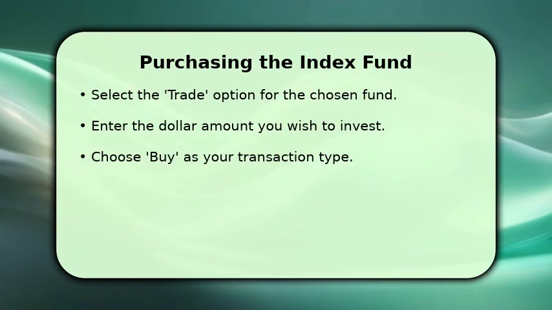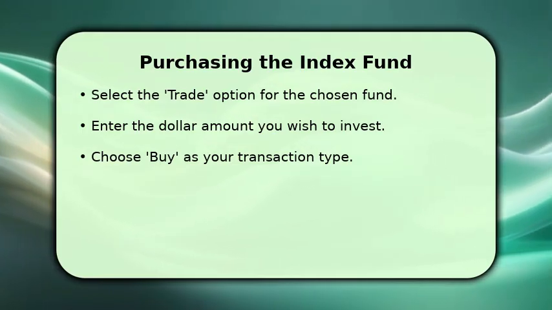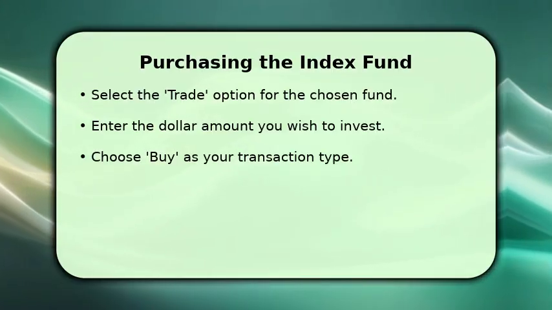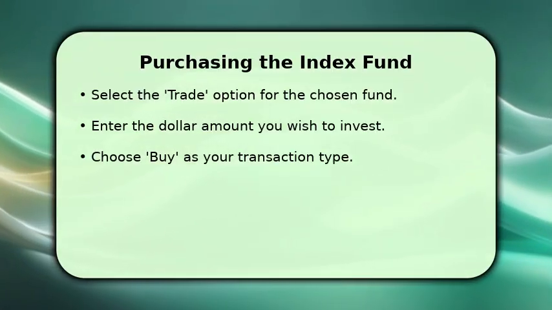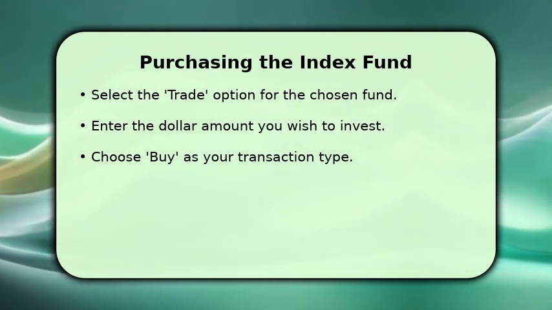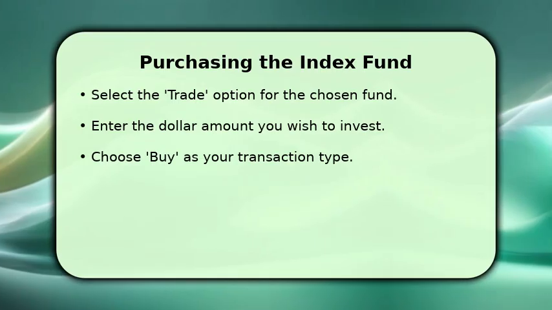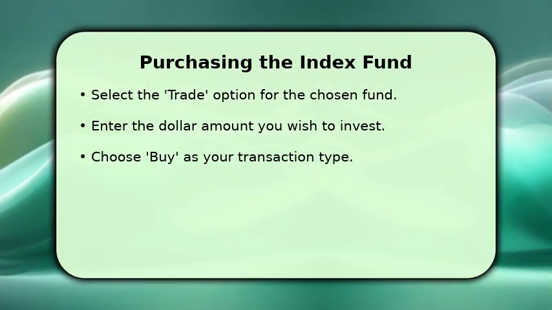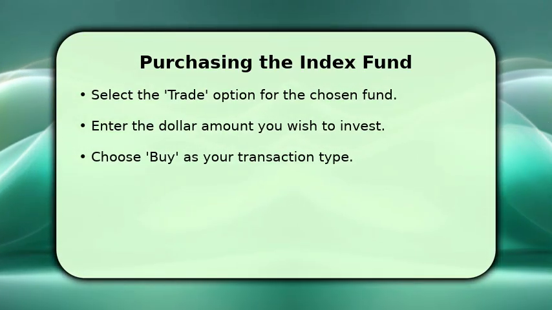After finding the FXAIX fund, select the trade option. This will take you to the order entry screen. Here, you'll specify how much money you want to invest. You can enter a specific dollar amount, for example, $500. Make sure the transaction type is set to buy to add shares to your portfolio. Review your order carefully before proceeding.